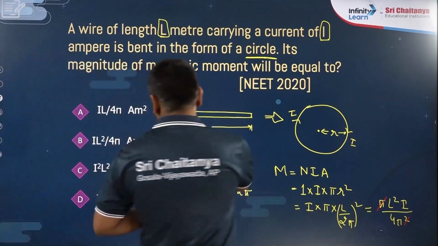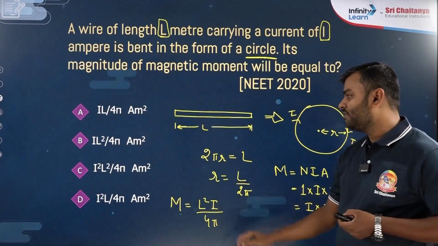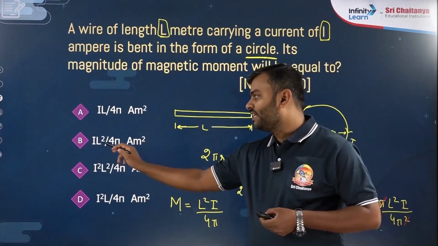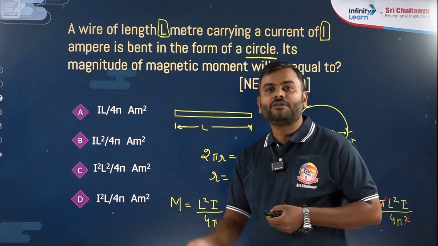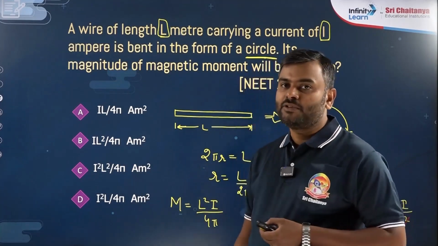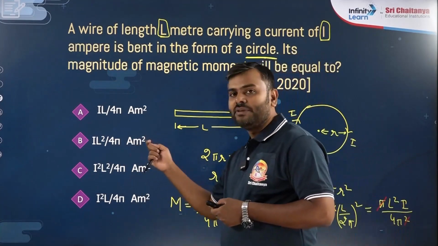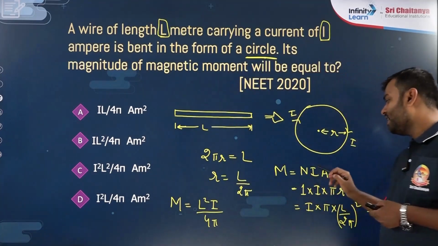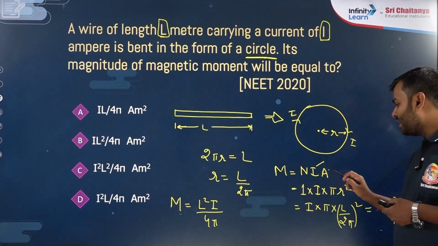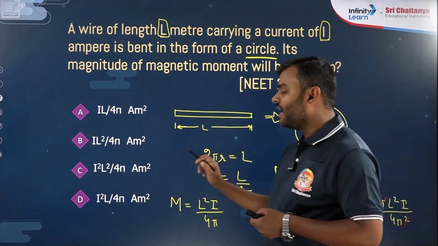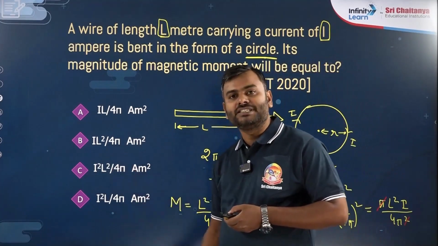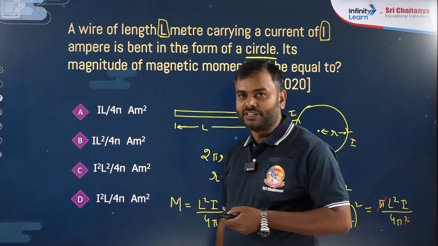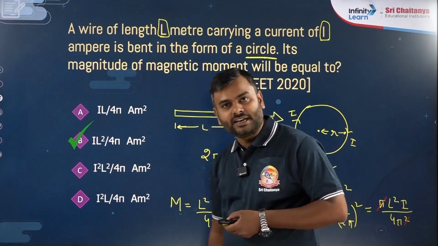So let's check which option has the same answer we have got. You can see the B option: I L square divided by 4 pi. What will be the unit for the magnetic dipole moment? It is ampere meter square. You can see from the formula, the current unit is ampere and the area will be meter square, so its unit is ampere meter square. The correct option is the B option. I hope you understood that.